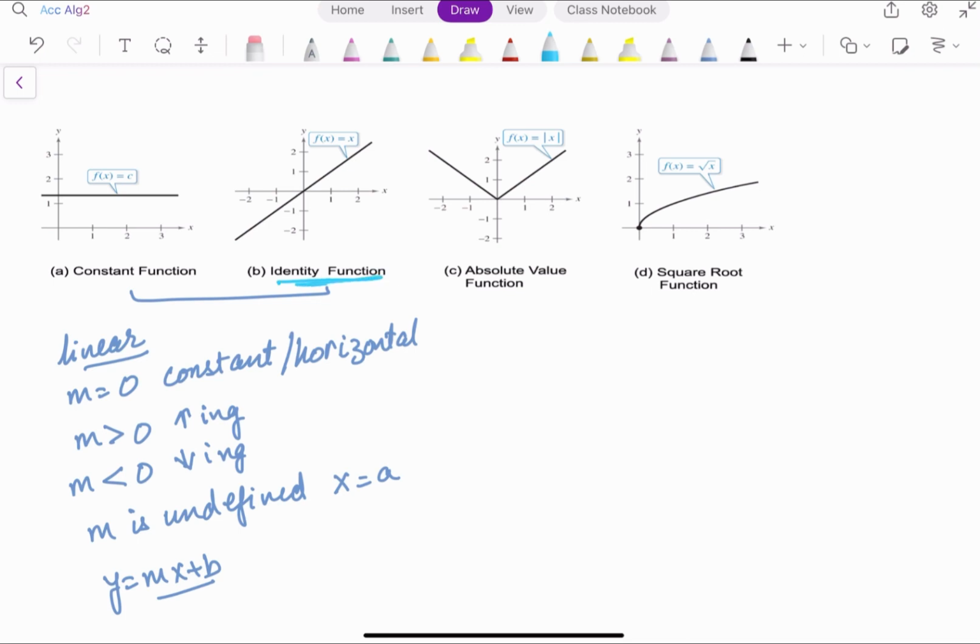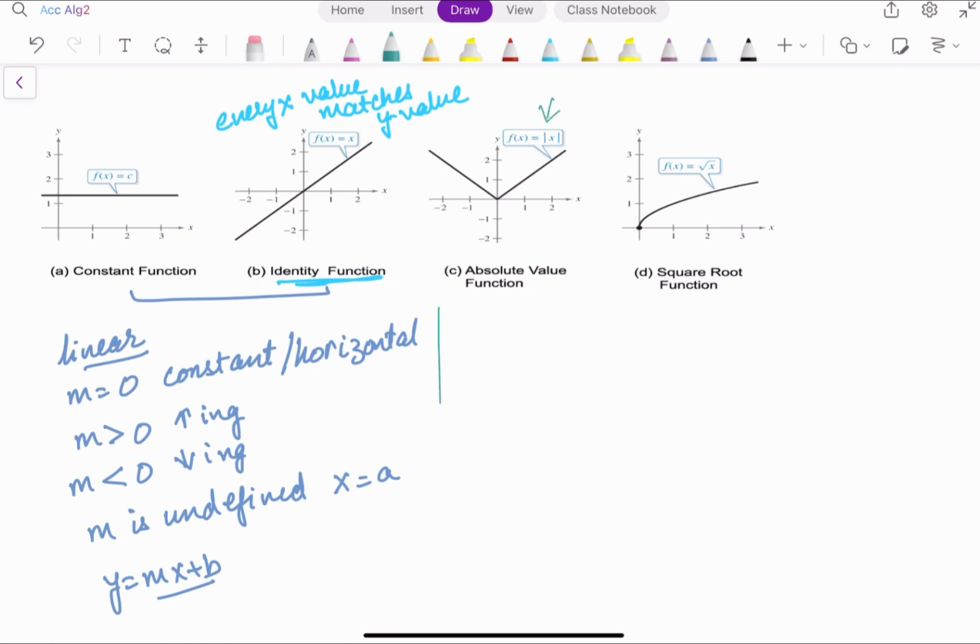Now, keeping that in mind, every x value matches the y value. That is the basic principle for the identity function, right? f of x is equal to x, or y is equal to x. Whatever is x, that is the same value for y. So this is about the constant and the identity function.